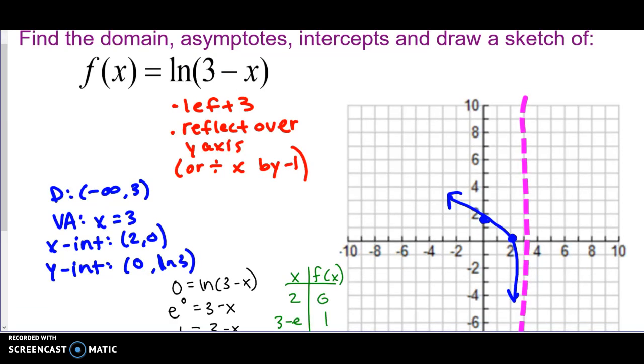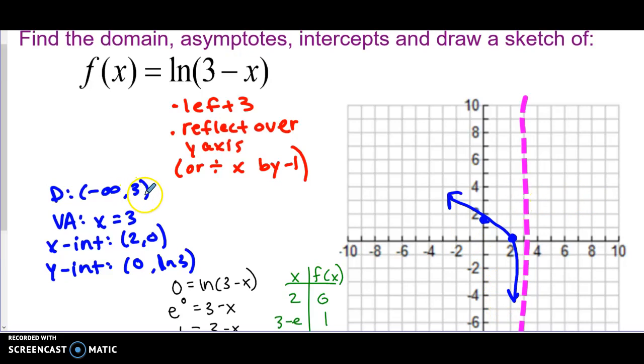So it's helpful for me to think about the transformations of this graph compared to the natural log of x graph. So I knew that it was going to go left 3, and then it also reflects over the y-axis, or in other words, you divide the x values by -1. So I was able to graph that. Notice that it shifted over.